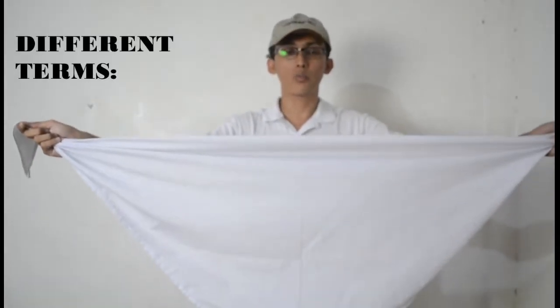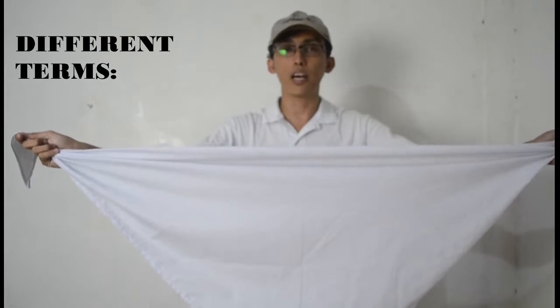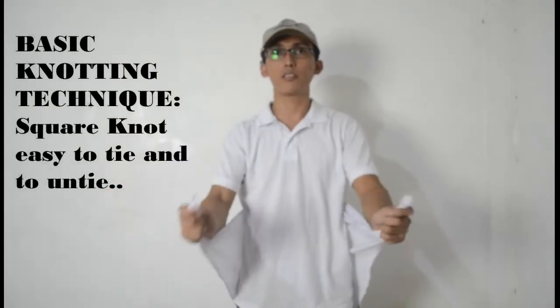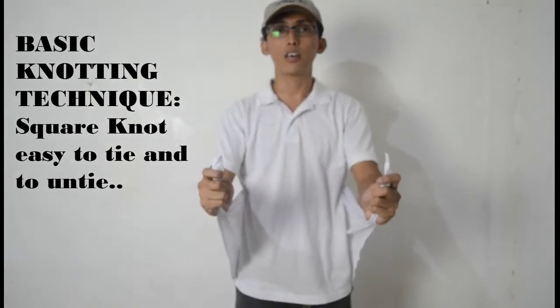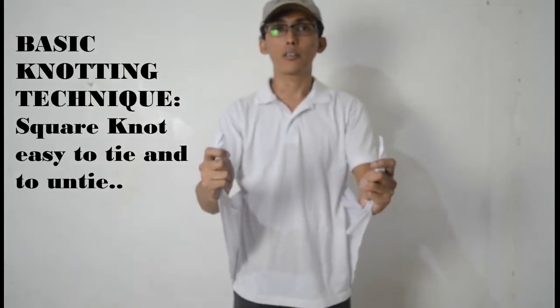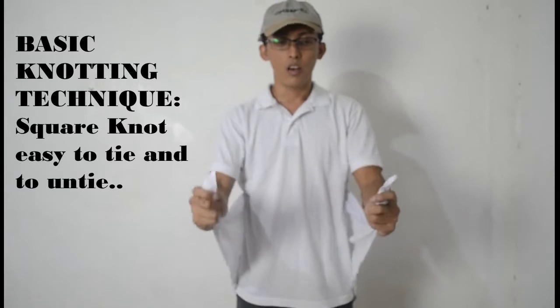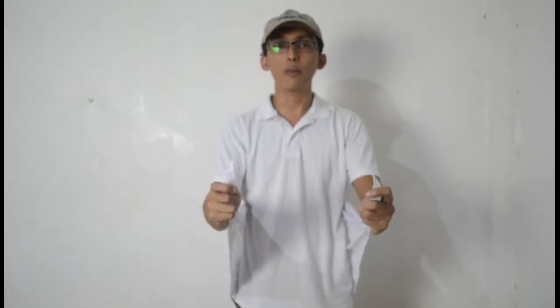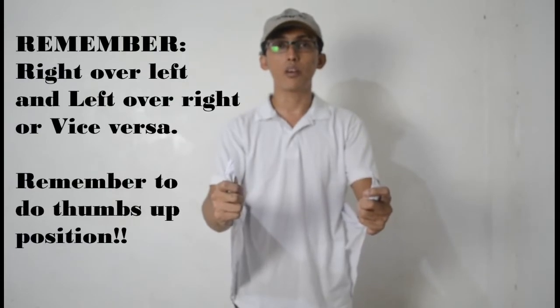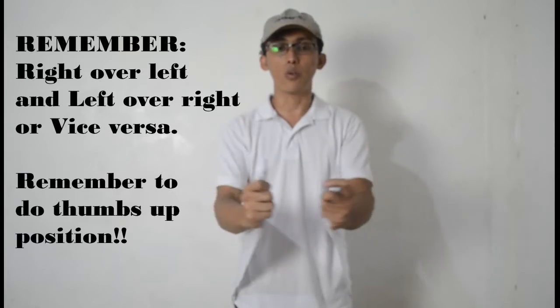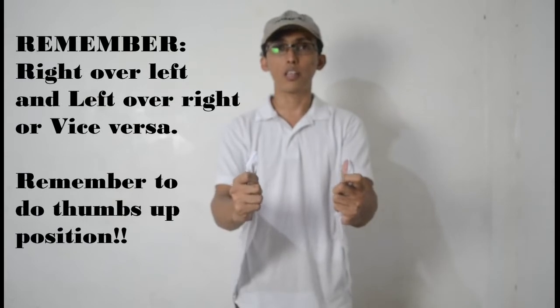Moving on to the different terms that you will be encountering while we're performing the different techniques for bandaging. The basic knotting technique that we normally use for triangular bandaging would be what we call the square knot. I tell my students, to not get confused in doing the square knot, the key thing to remember would be to have the working ends pointing upward, or the tail should be in a thumbs up position.